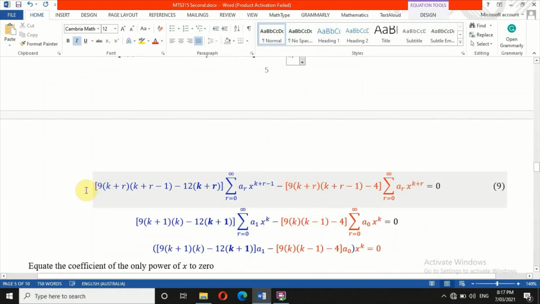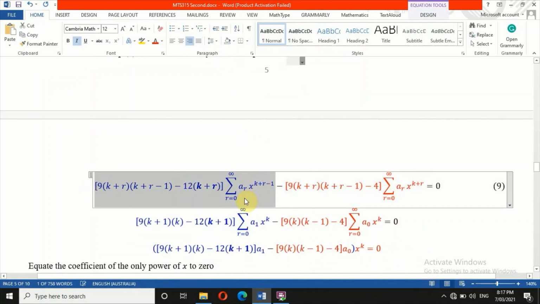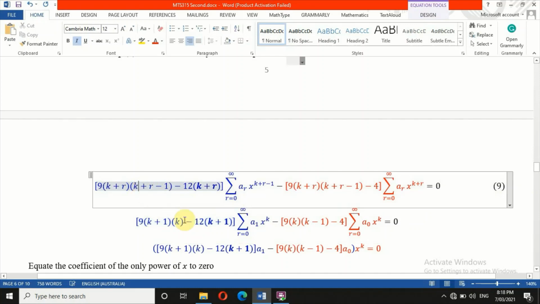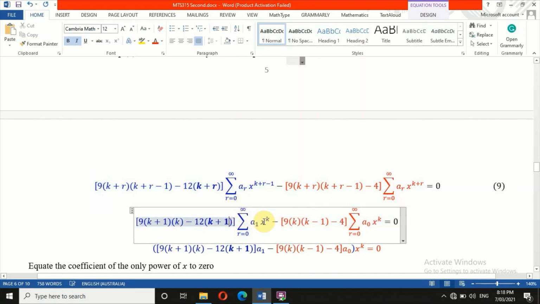Now, let's look at equation 9. This is equation 9. In this summation, which is blue color, I'm going to set r equals to 1 in every way. Wherever I see r, put 1. In this second summation, wherever you see r, you put a 0 there. Now, let's take a look at that. 9(k+1). Look at it. k plus 1, then plus 1 minus 1 will give you k. k plus 1 minus 1 will give you k. Then this one minus 12(k+1). Then summation 2.